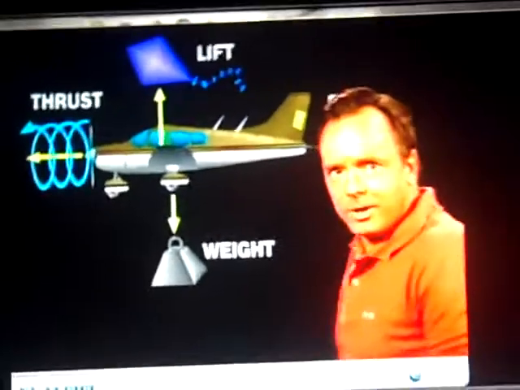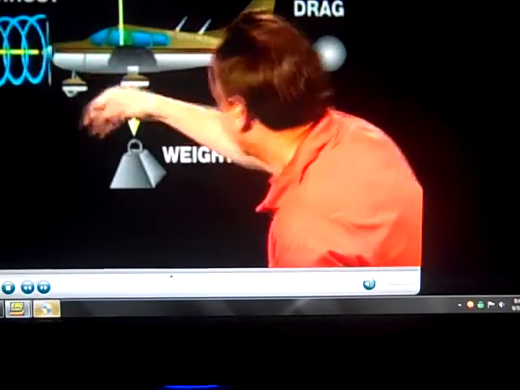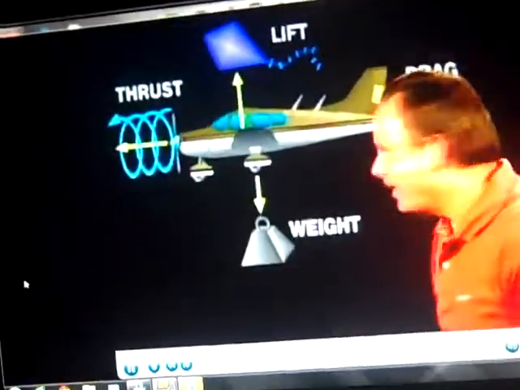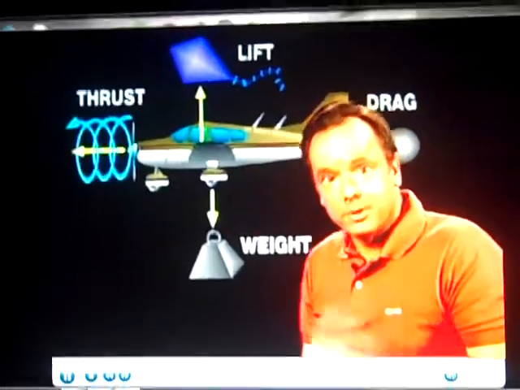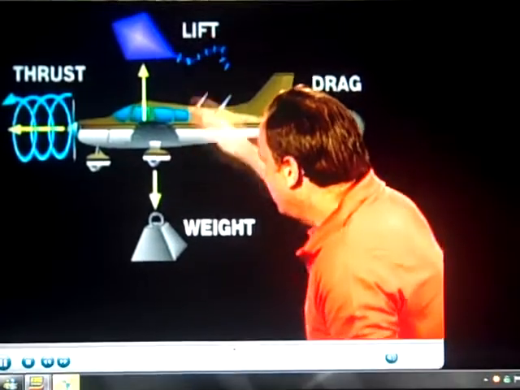First of all, there are 4 forces acting on an aircraft. The FAA calls these 4 aerodynamic forces, and those 4 forces are thrust, which makes the airplane go forward, and drag, which tends to slow it down, and weight, which wants to make it go down, and lift, which wants to make it go up. So the 4 forces acting on an aircraft are thrust, drag, lift, and weight.